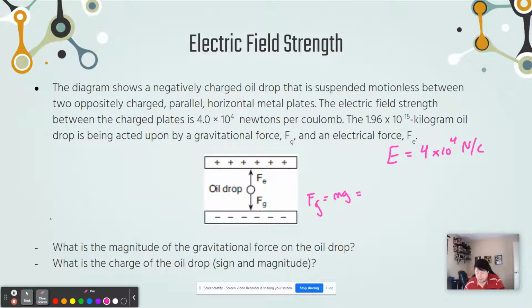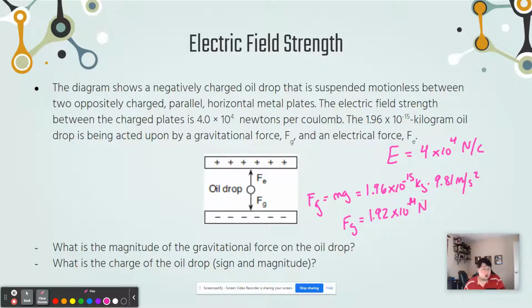So what I can do is take the mass of my oil drop, 1.96 times 10 to the minus 15th kilograms, and multiply by the local strength of gravity, 9.81 meters per second squared. Calculate that out, and I get the force of gravity at that location to be 1.92 times 10 to the minus 14th. Sorry, I forgot my one there, newtons.